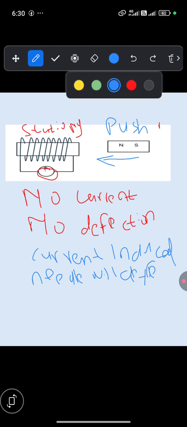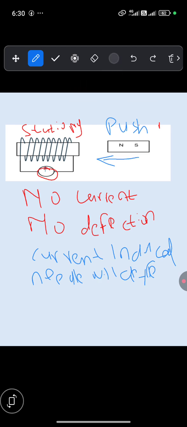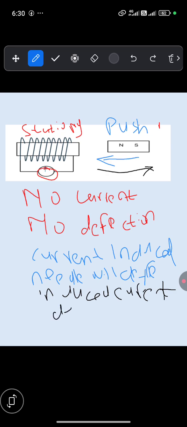Now, if you try to pull it out of the solenoid, still the current will be induced. The current is also induced, and the needle will deflect.